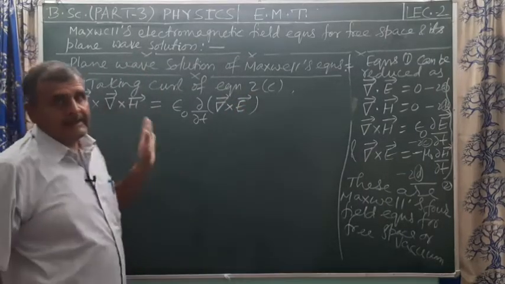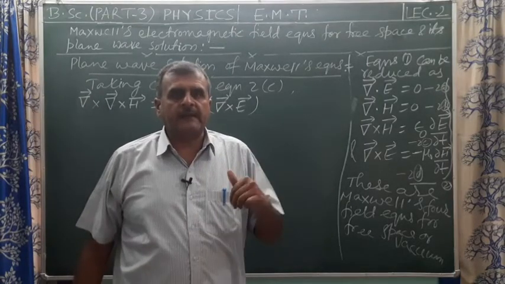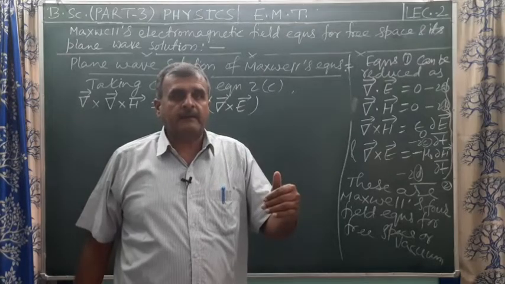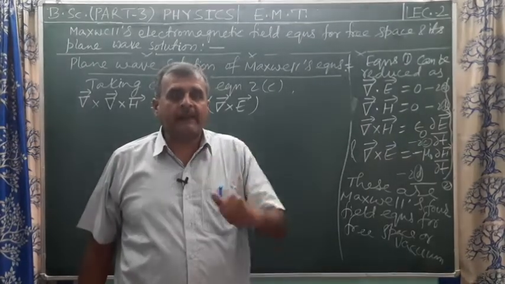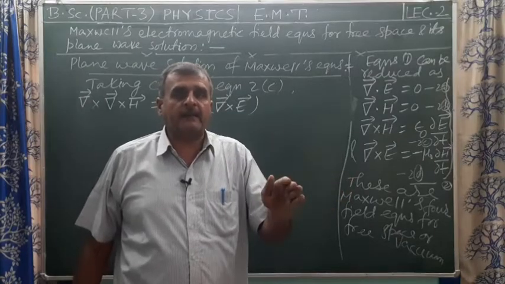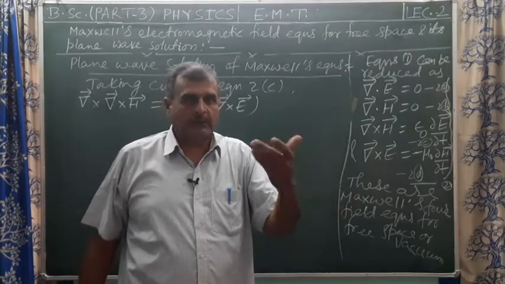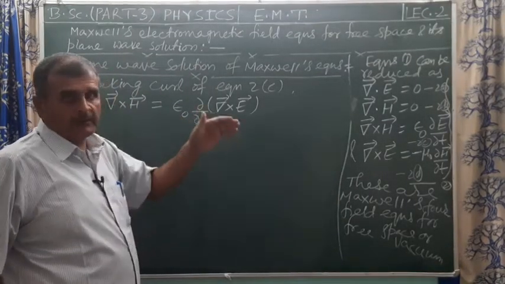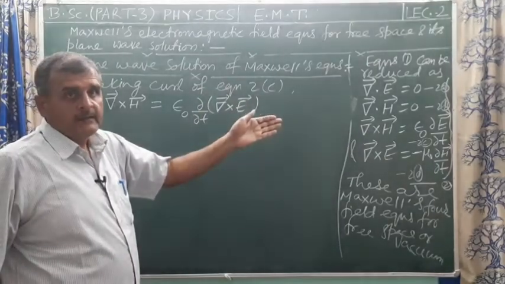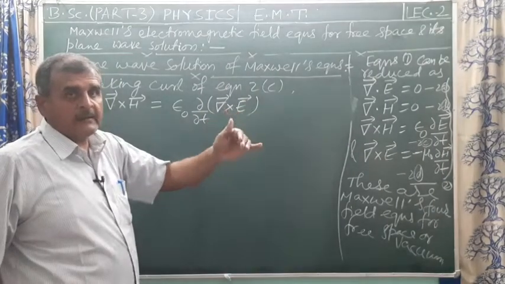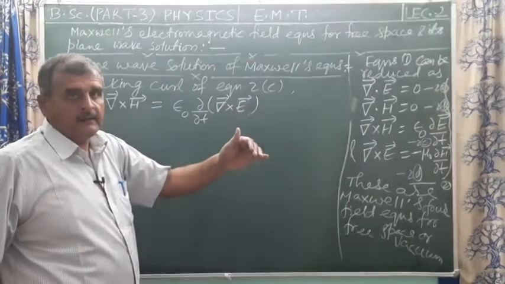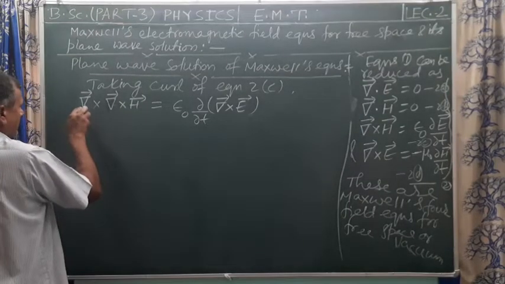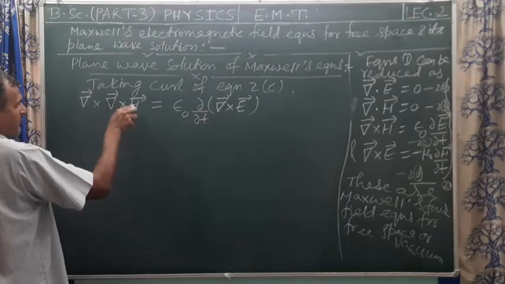Now using the vector identity, A vector cross B cross C is equal to A vector dot C vector under bracket B vector out of the bracket minus A vector dot B vector under bracket into C vector out of the bracket. So curl curl H can be written as del vector in place of A, there is del vector in place of C, H vector.